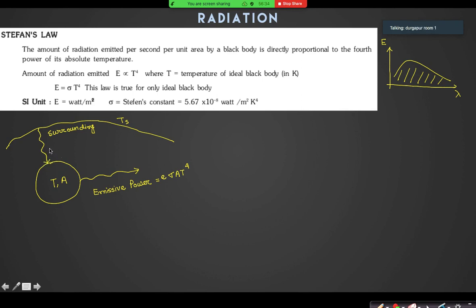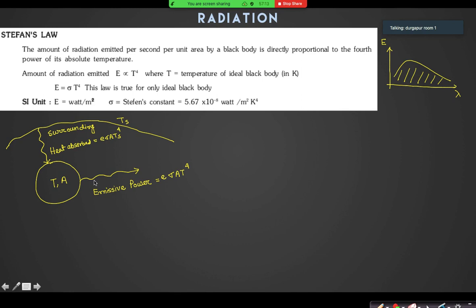is equal to E sigma A Ts power 4. This is the heat absorbed and this is the heat released. So if they are the same, then the temperature will not change. If they are different, then the temperature will change. That is the simple thing of radiation.